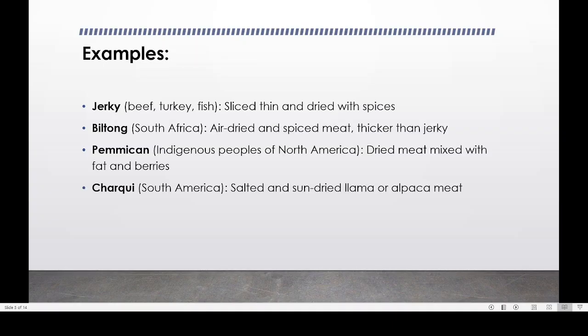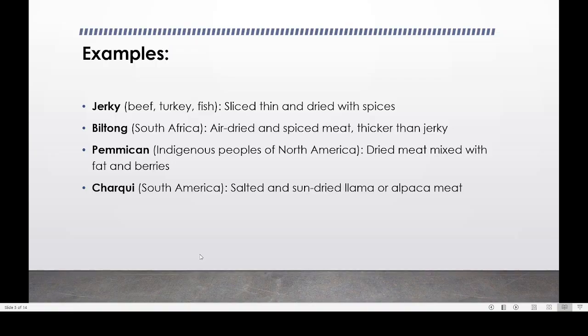Then here there are a number of examples: jerky, beef and turkey sliced thin and dried with spices, that is jerky. Biltong, air dried and spiced beef, thicker than jerky. Then pemmican, and charqui. I will show you some pictures so that you have a better idea. See, this is jerky. This is how the jerky appears.